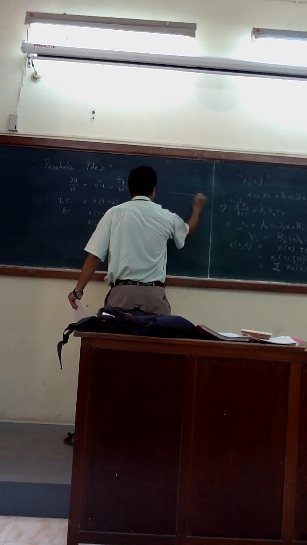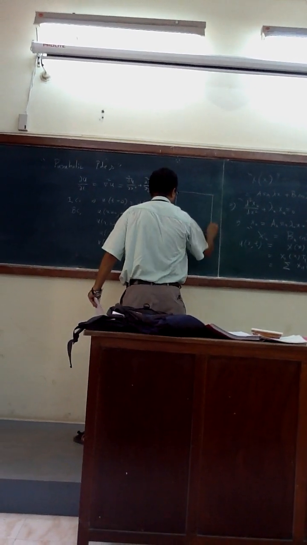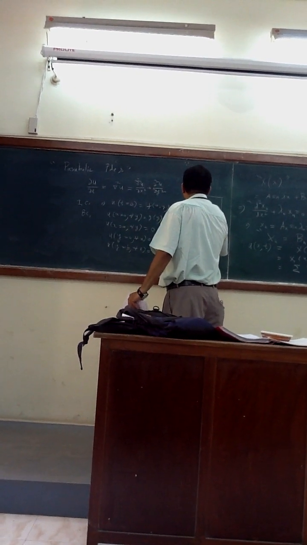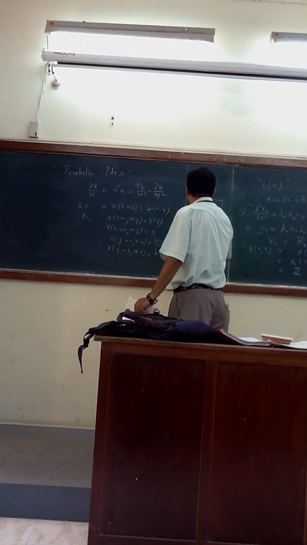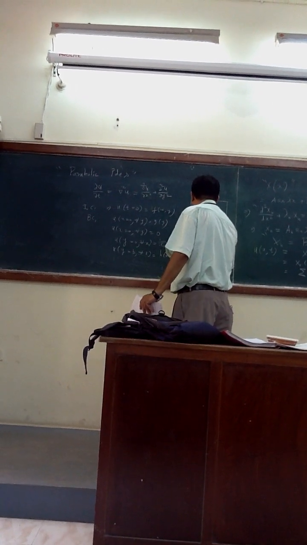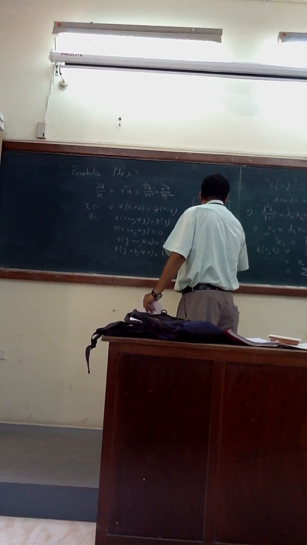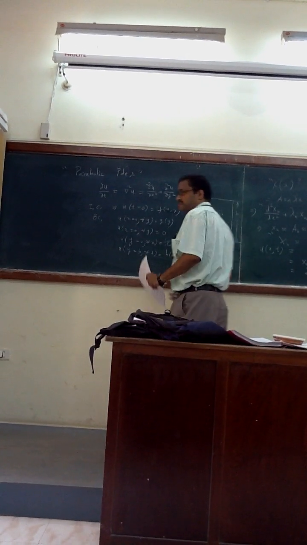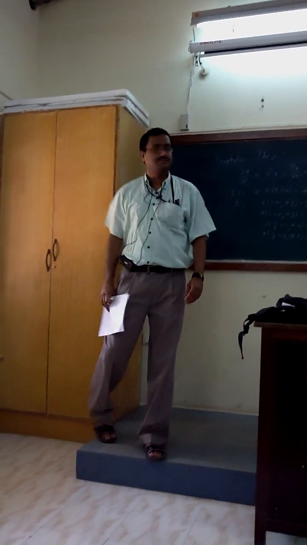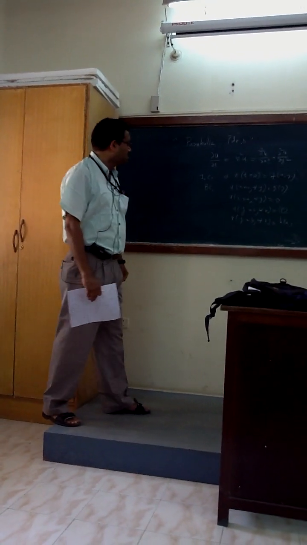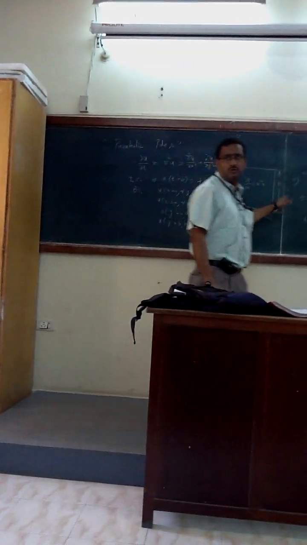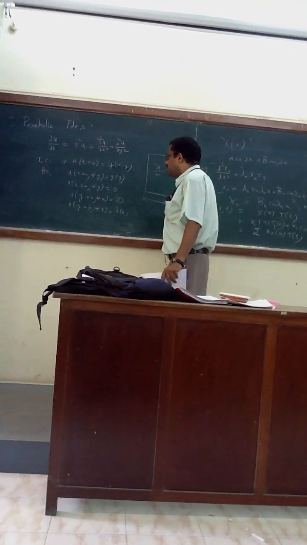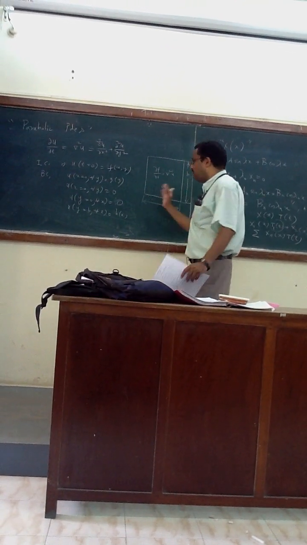So what does it look like? I am trying to solve this differential equation, dou u by dou t, in this domain. The length of this side is A, and the length of this side is B. That is, x from 0 to A, y from 0 to B. Now can you tell me geometrically what the boundary conditions are?